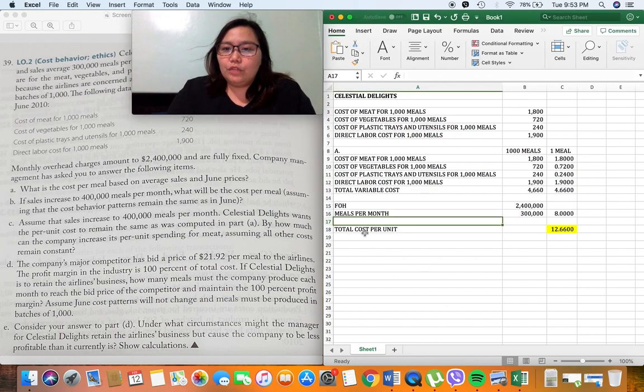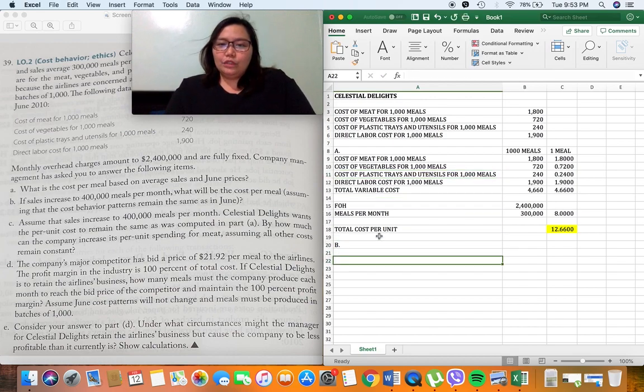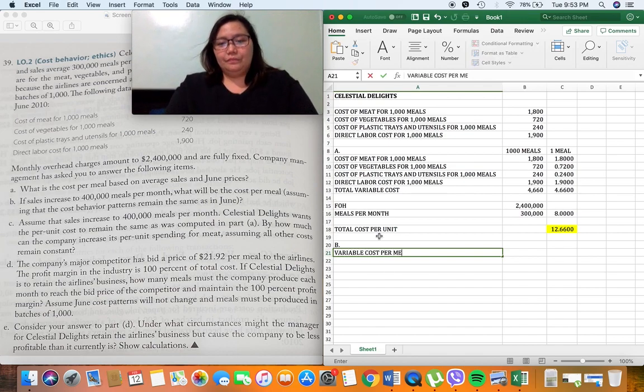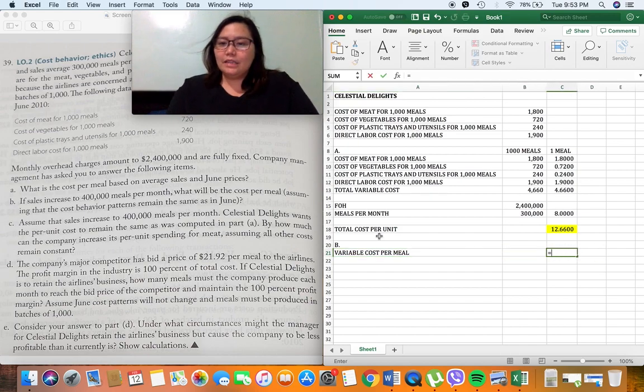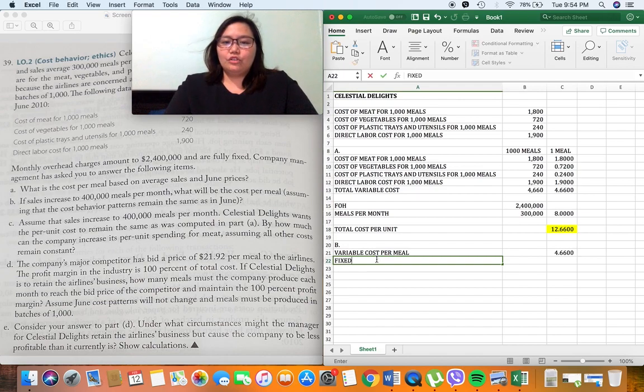So, what should we do now? O di basically, for letter B, 'di ba? Our total variable cost or the variable cost per meal will be the same. 'Di ba? Kasi nga, ano nga bang characteristic ng variable cost? The variable cost per unit is constant. 'Di ba? It will not change. So, yan pa rin yun, 4.66. However, as far as the fixed cost per unit, 'di ba? As far as the fixed cost per meal, our computation will be a little bit different.